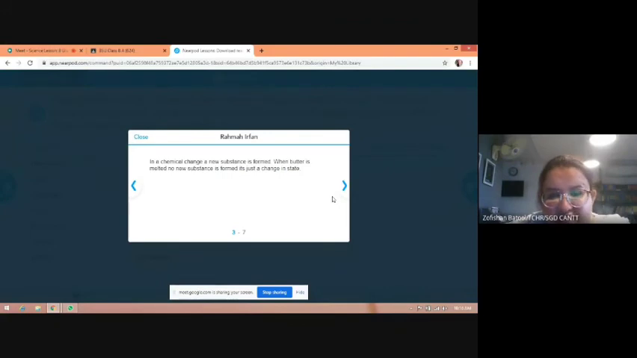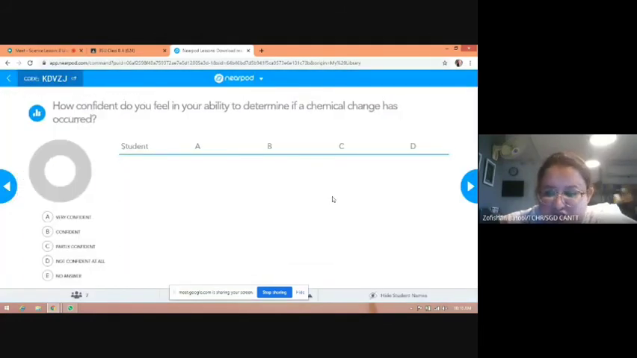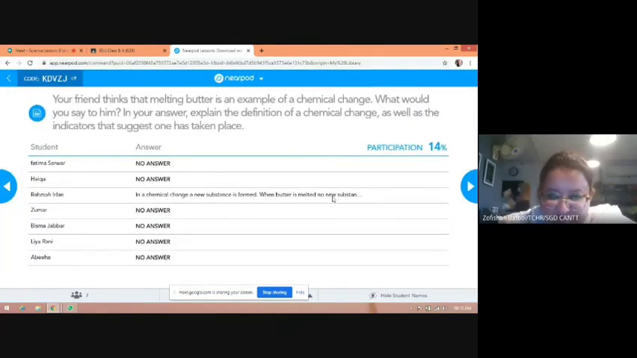Alright, so Rahma is saying that in a chemical change, a new substance is formed. When butter is melted, no new substance is formed, so it is just a change of state. That's correct. It's just the change of state and nothing else. So write it down, answer, girls, please. This is your classwork actually.